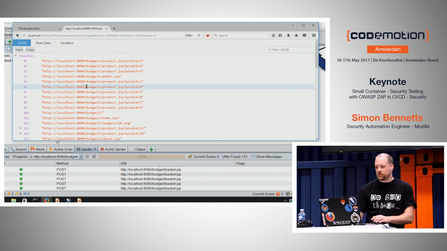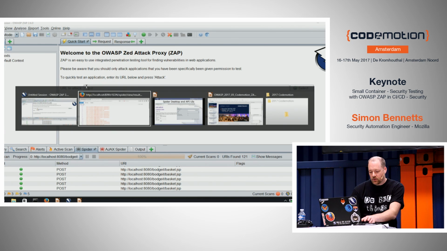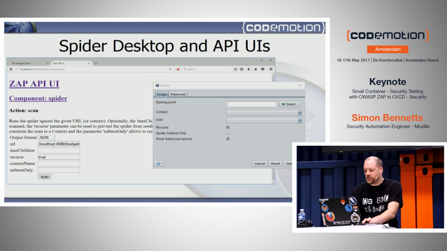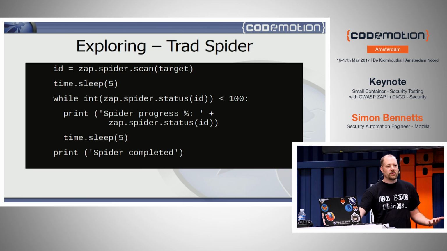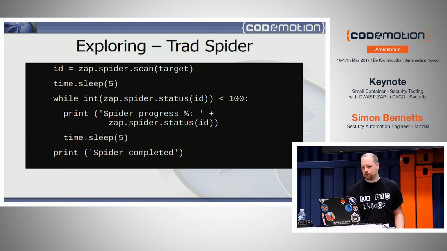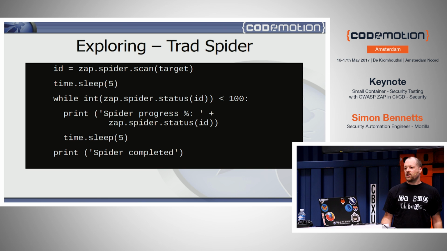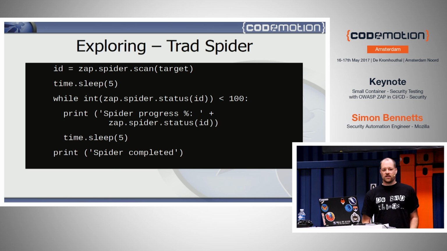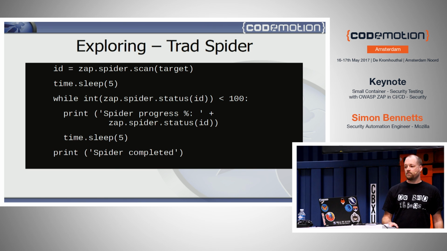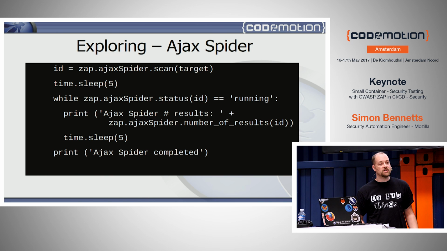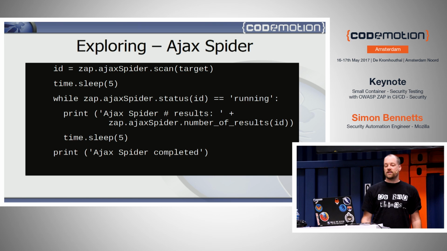So there's the results. There's all the things it found. As you can see, controlling the Spider via the API is very similar to via the UI. And via Python, again, scan the target, usually sleep for a little while just to let it get going, and then you loop around, polling the status until it gets to 100%, and then it's finished. Nice and straightforward. The AJAX Spider is very similar.